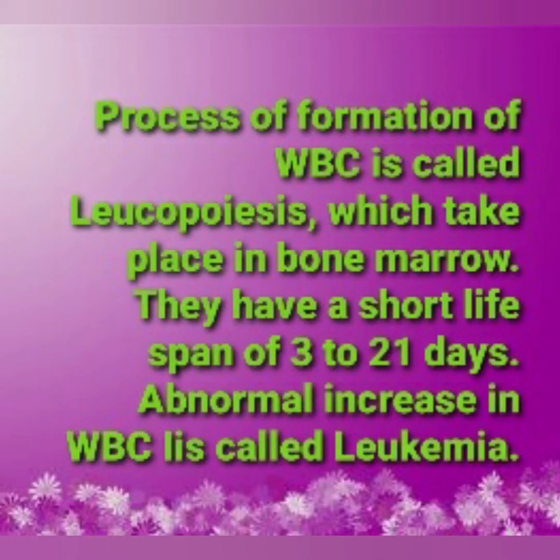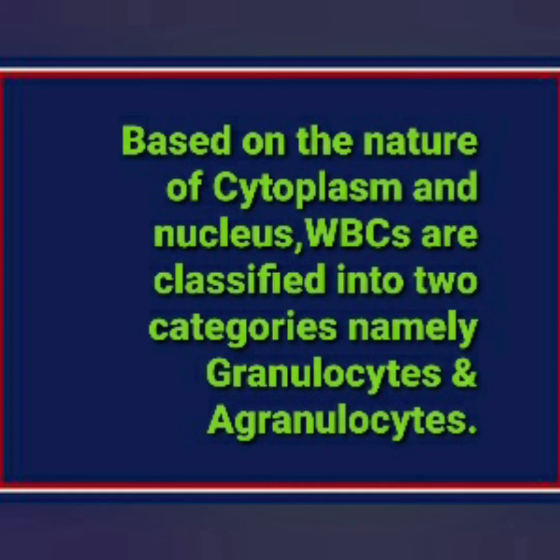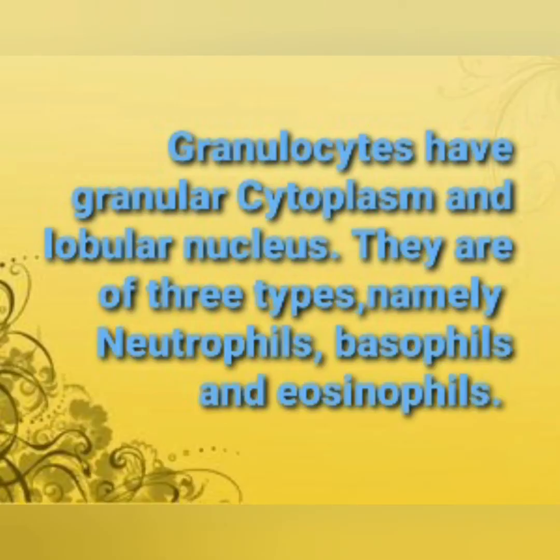Process of formation of WBC is called leucopoiesis, which take place in bone marrow. They have a short lifespan of 3 to 21 days. Abnormal increase in WBC is called leukemia. Based on the nature of cytoplasm and nucleus, WBCs are classified into 2 categories, namely granulocytes and agranulocytes.